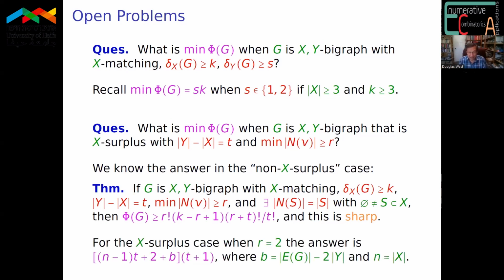And in the X surplus case, when R equals 2, We have 5 minutes more, so it's okay. Yes, yes, but I want to tell you something else. Okay, great.